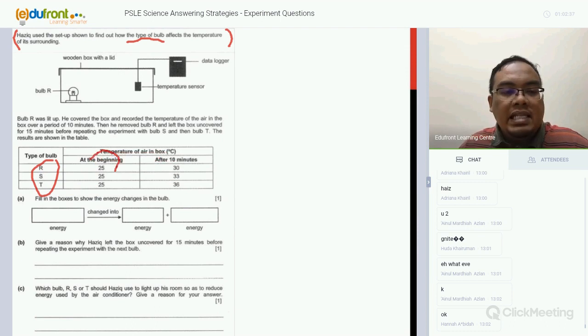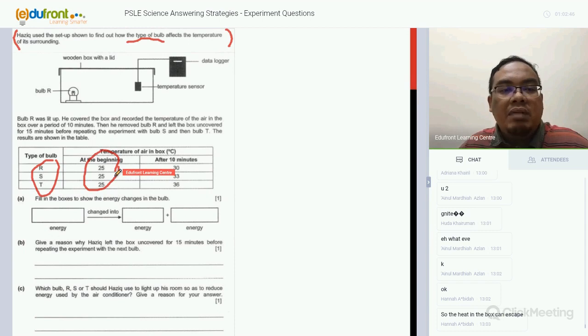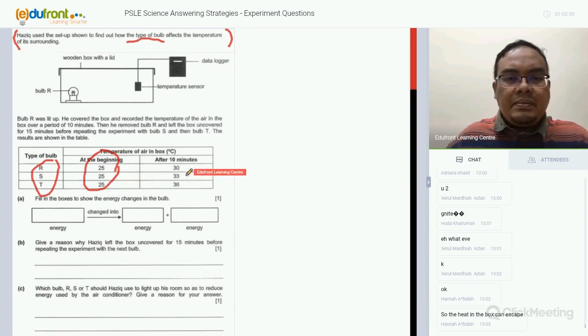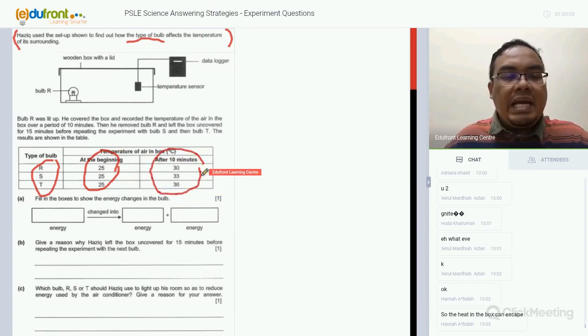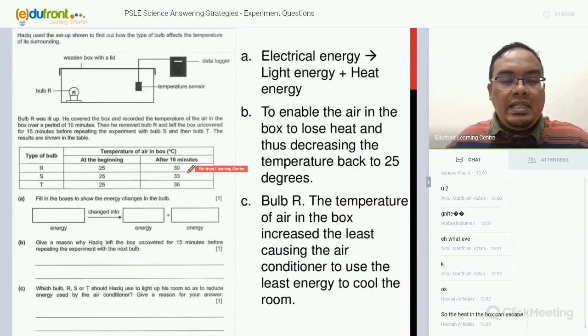And you can see that at the start of the experiment, the temperature of the air in the box is the same, right? And what variable is this? This is what we call the fixed variable. Remember, the constant variable. Okay, this must be the same. Otherwise, it will not be a fair test, right? Remember, the change variable is the type of bulb. There can only be one change variable in the experiment, which is the type of bulb. After 10 minutes, what is the temperature which is measured by the data logger? Okay, now let's take a look at the answer.